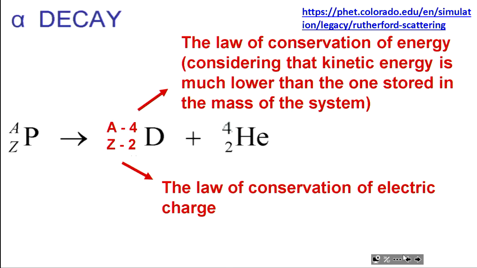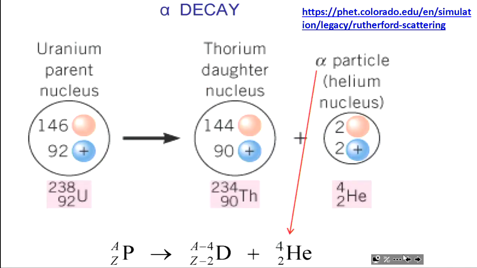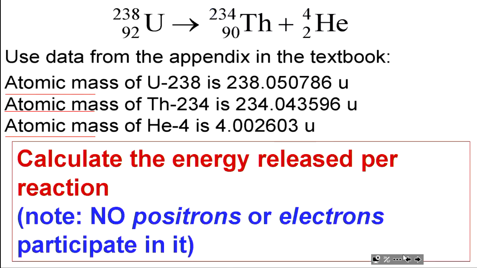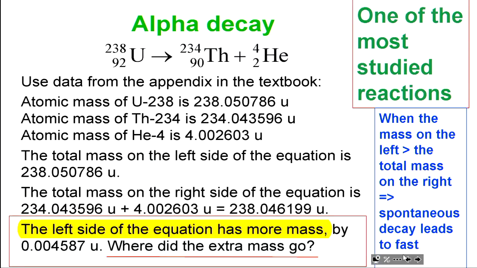And well, this is just one of many famous alpha decays. There's another one. Calculate the energy released per each reaction. Well, that's how a thorium can be made. It's been done.